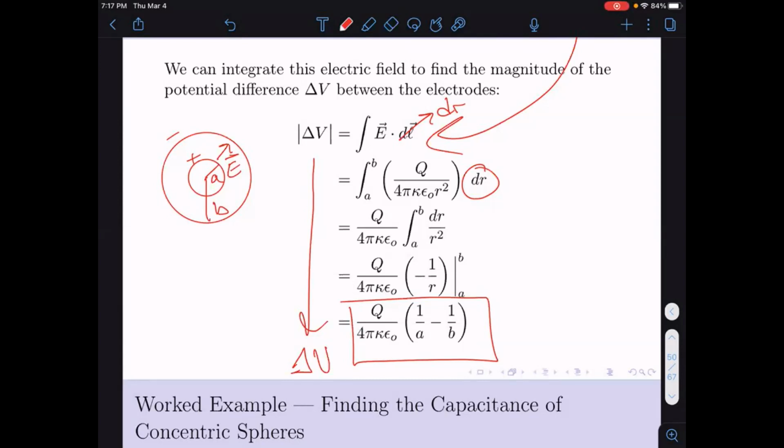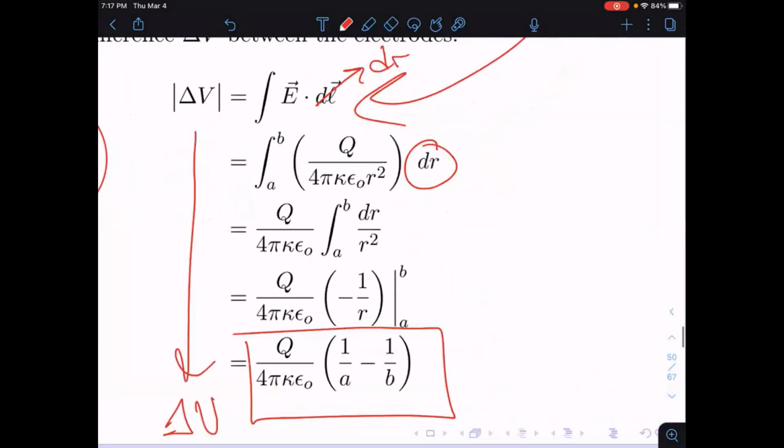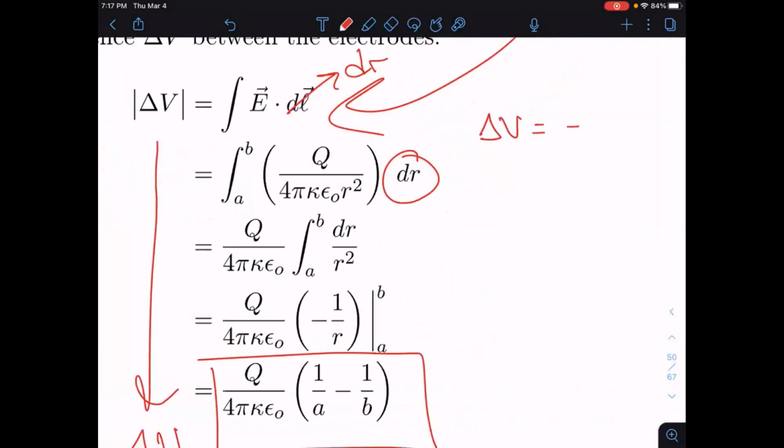Then I saw another good question: isn't it the negative integral? Isaiah, that's a good question as well. On your formula sheet, you're right, it looks like this right here. It's the negative integral of E dot dl.